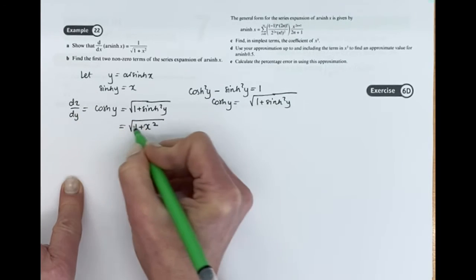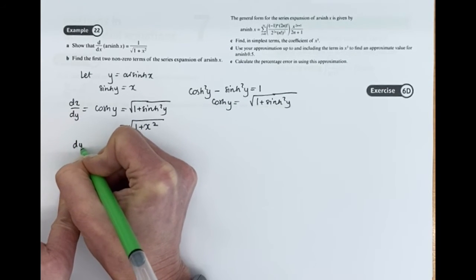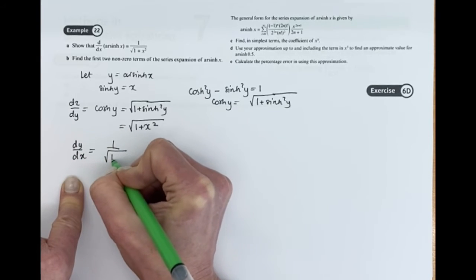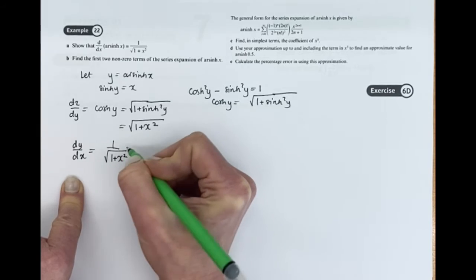So that was dx/dy is equal to, so let's flip it, dy/dx is equal to 1 over 1 plus x squared.